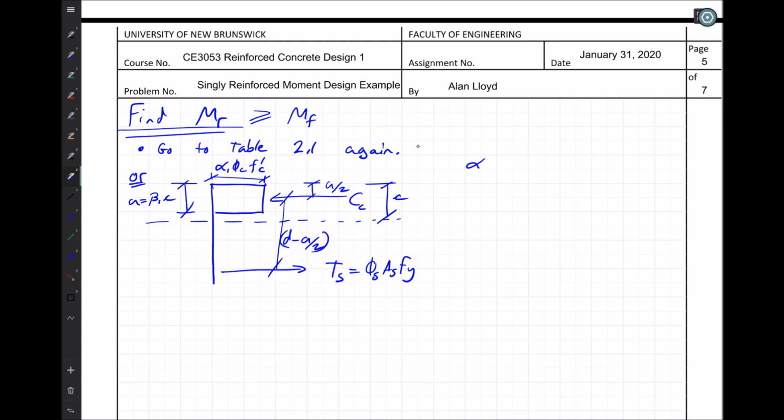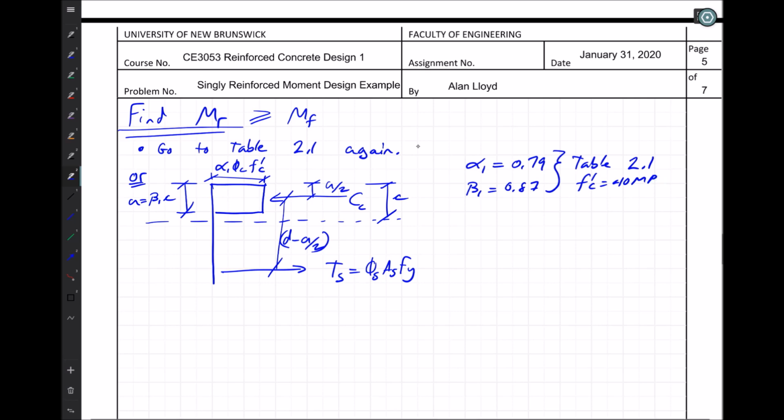Now let's look at that. First off, we know that alpha 1 is 0.79 and beta 1 is 0.87, and we chose those from table 2.1, or we could always compute them using their equations. We saw them earlier on, and this is for F prime C equal to 40 MPa concrete.